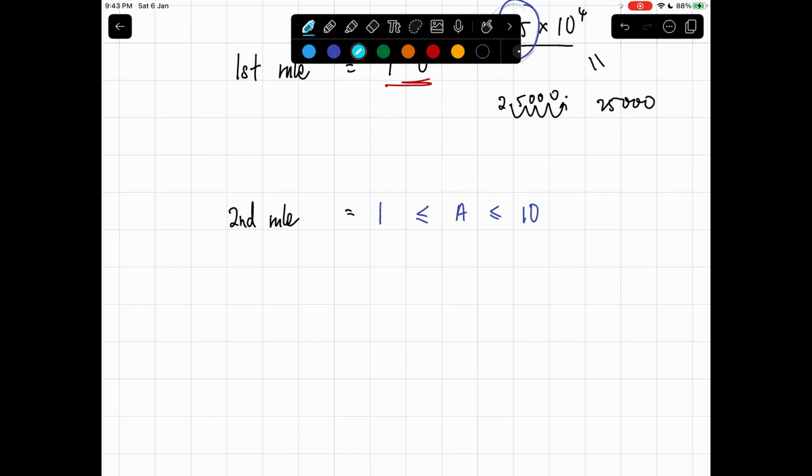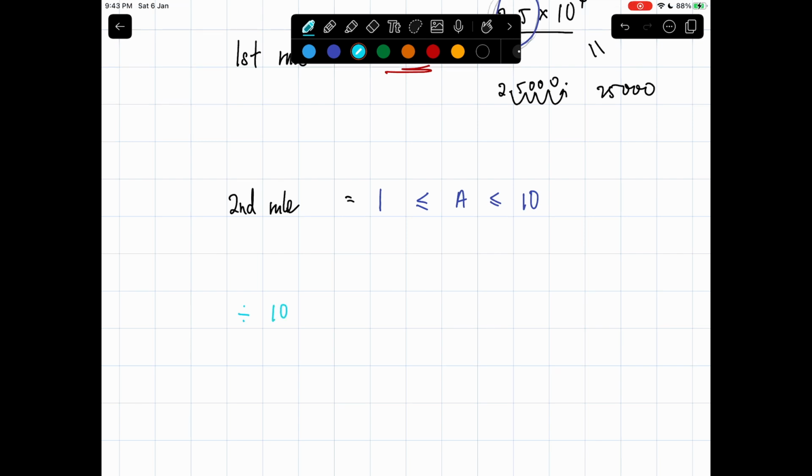When you divide by 10, what happens to the decimal point? Some of us will remember this, but some of us might have forgotten how this works. So just a refresher. For divide, what you have to do is bring the decimal to the front.